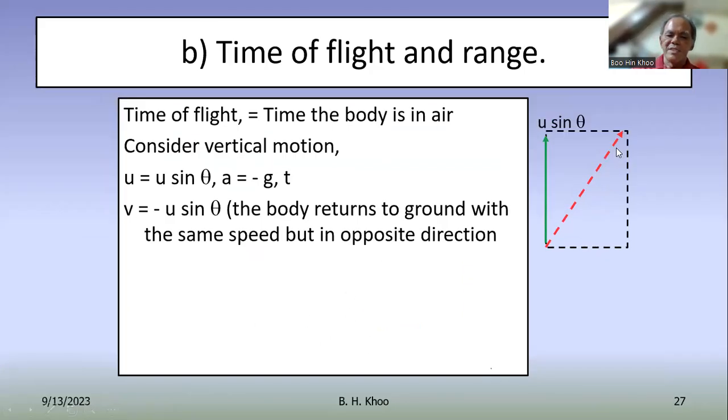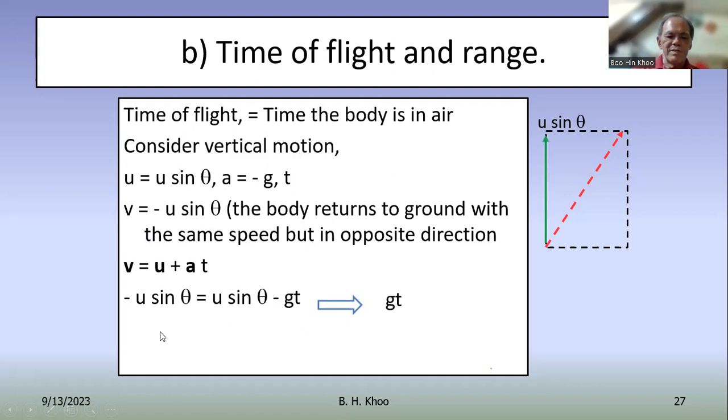Okay, so we replace the velocity of projection with the initial component in the y direction. The body returns to the ground with the same speed, but in the opposite direction. That's why you put a negative sign to show it's a vector. These are all upwards. This is downwards. And choose the equation. Substitute: v is just that, u is just that, a is minus g, and t is the time.